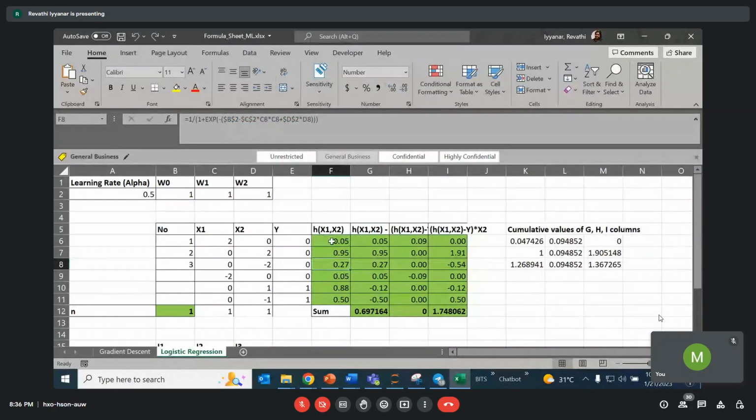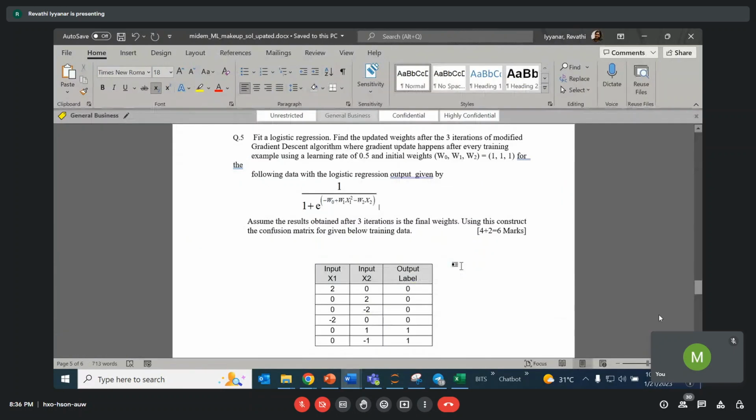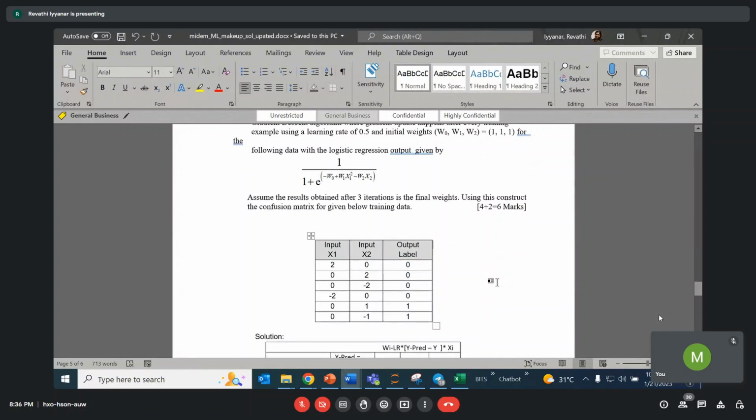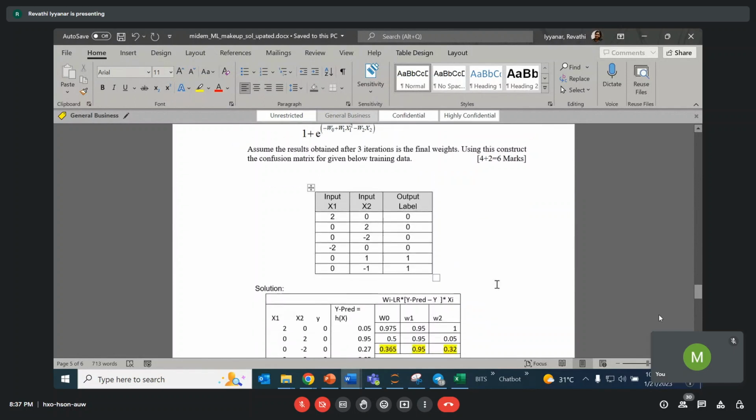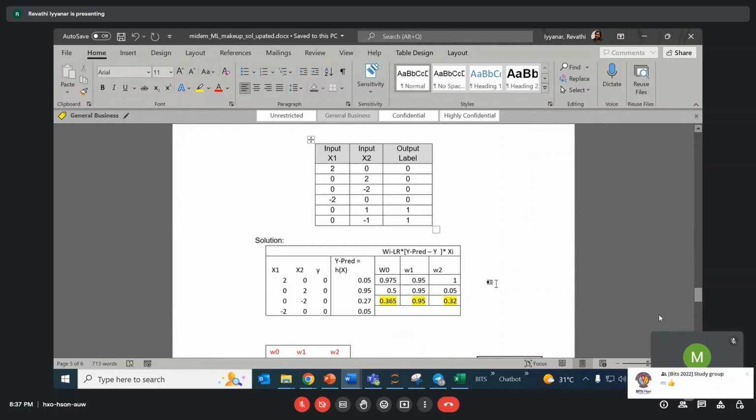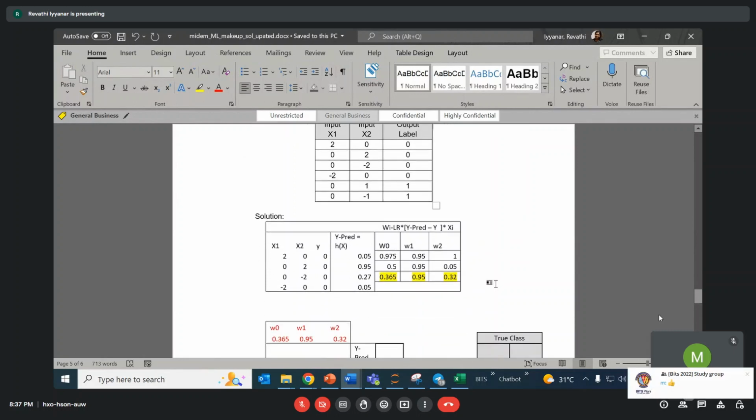So again, one question. In the question it was mentioned that it's modified logistic regression, and the result of that is that in the calculation we are not considering the sum. We are considering the individual values of this h naught, y naught minus y. Only then these values were matching.